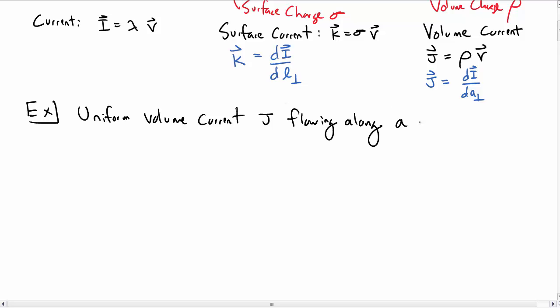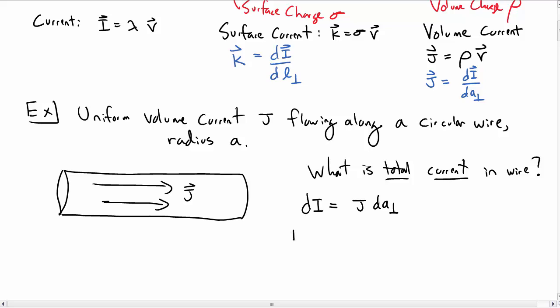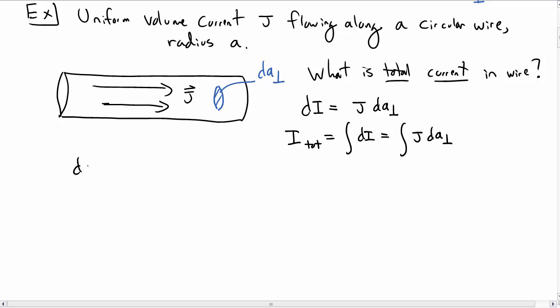Say a uniform volume current J is flowing along a circular wire with some radius a. It might look something like this. And we want to know what is the total current in the wire. The way we do this is we first look at a little bit of current dI, which is J dA perpendicular. Then the total amount of current is just adding this all up over the perpendicular area of the wire. Remember, dA perpendicular is a little differential area perpendicular to the direction of the current. So here it makes sense to model this in cylindrical coordinates. So dA perpendicular is s ds d phi.